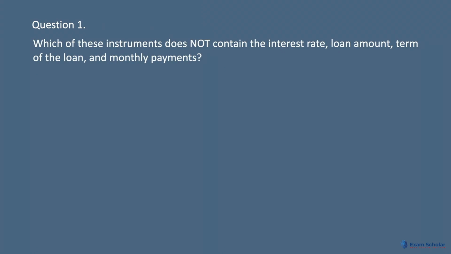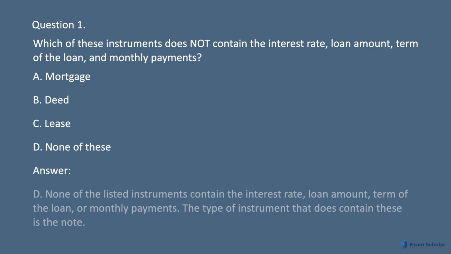Question 1. Which of these instruments does not contain the interest rate, loan amount, term of the loan, and monthly payments? A. Mortgage. B. Deed. C. Lease. D. None of these? Answer. D. None of the listed instruments contain the interest rate, loan amount, term of the loan, or monthly payments. The type of instrument that does contain these is the note.